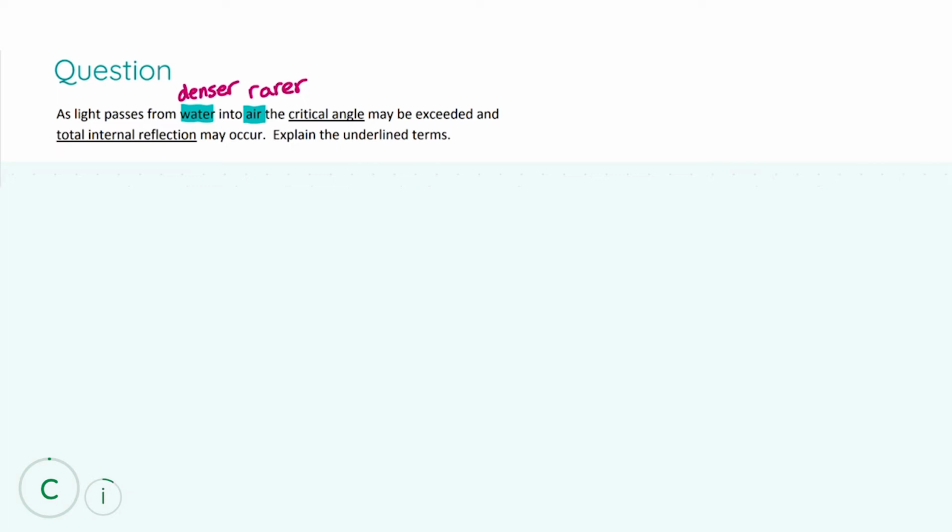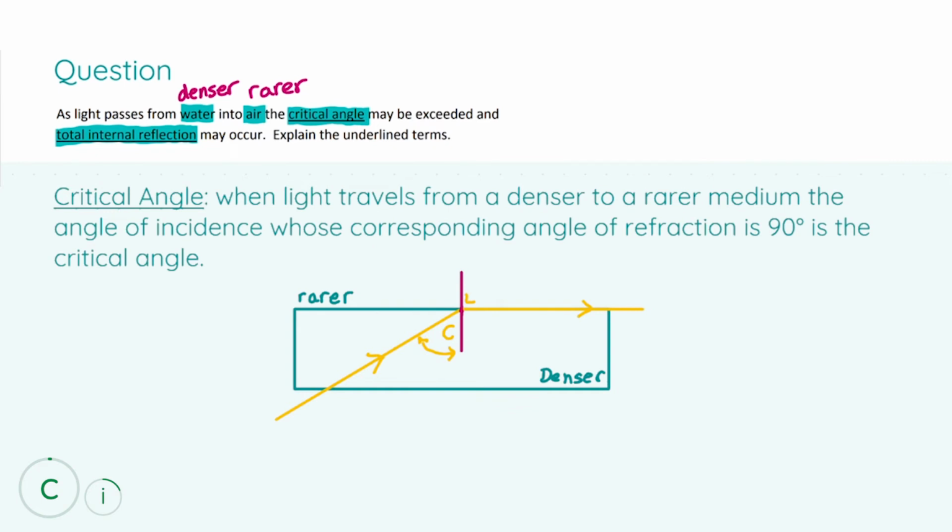So when light passes from water into air, the critical angle may be exceeded and total internal reflection may occur. And we're asked to explain the underlined terms. The first underlined term is the critical angle, which I'm just going to simply give the definition here. It is when light travels from a denser to a rarer medium, which we have here. It's water goes to air. The angle of incidence whose corresponding angle of refraction is 90 degrees is the critical angle.